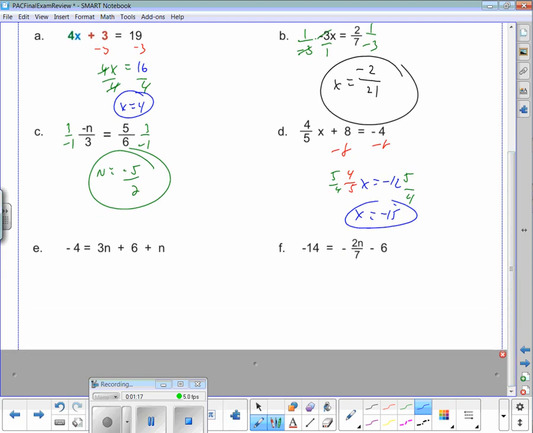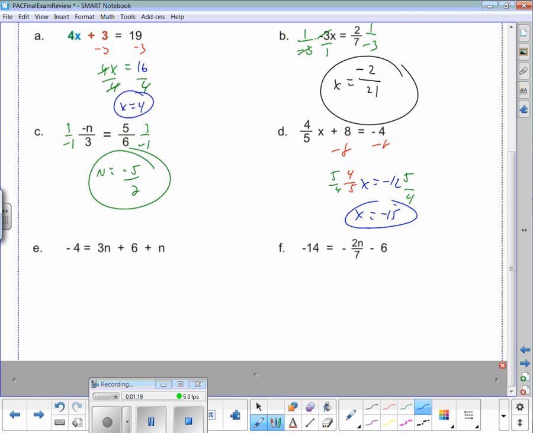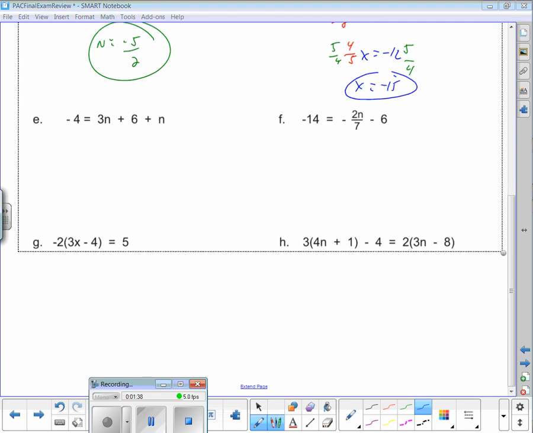All right, try E and F. All right, again, some of you may run out of time, so that's fine. You benefit if you'll listen to what I'm going to say here. Right, hopefully you added your like terms and got 4n. Hopefully you added a -6 to both sides. Hopefully you moved that 4, and you should have had -5 halves for E.